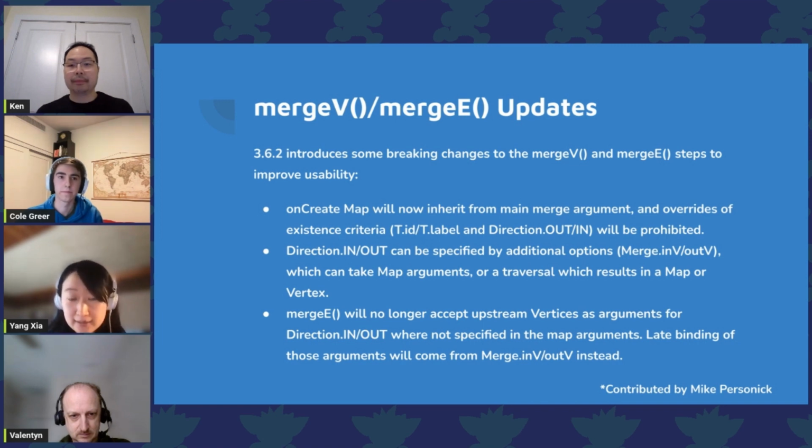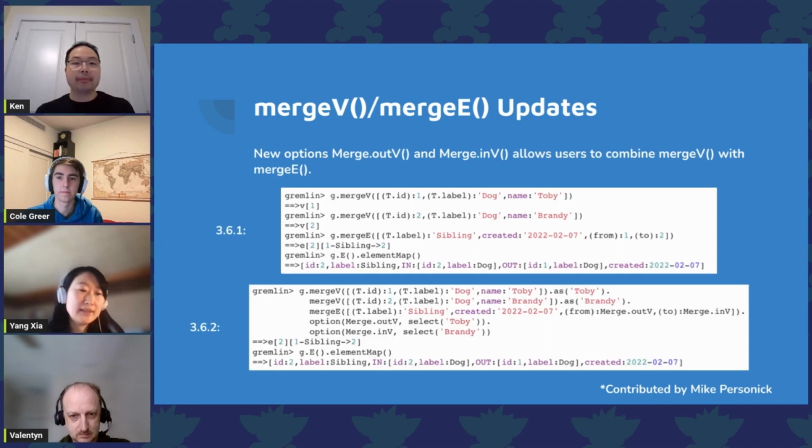And what that looks like, I have a quick example to show. If you look at the above, in 3.6.1, for merge E steps to be successful, you needed the vertices to exist. So previously, you had to create the vertices using g.mergeV or any other vertex creation methods, and then specify those in the from and to using their ID.